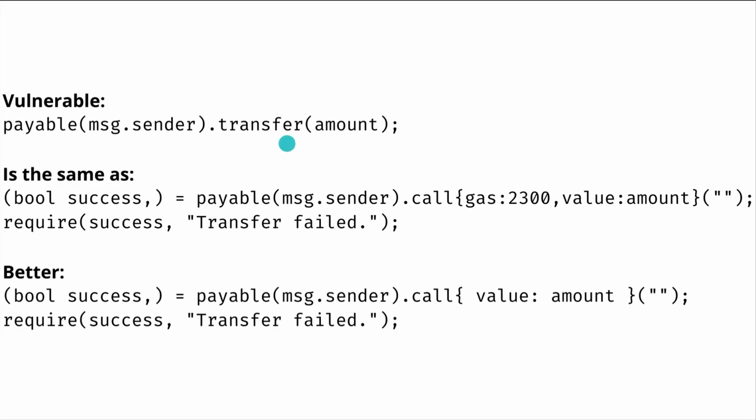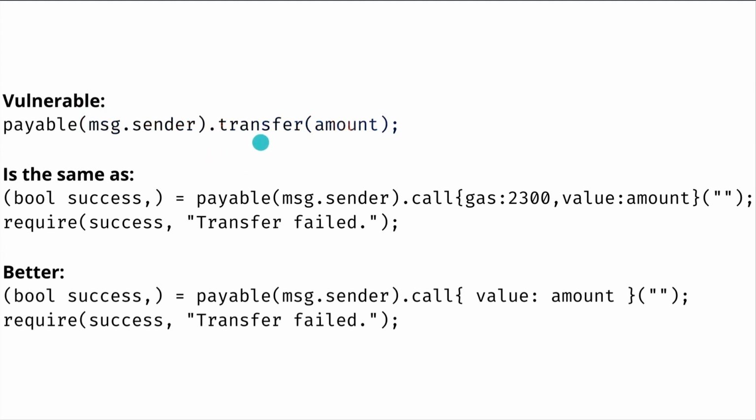So here you can see that the transfer function is the same as using the call function, but you additionally set the gas parameter here to 2300. What that means is this call to the contract itself is now a new internal transaction that can only use 2300 gas. If it needs more, the call itself fails and the Boolean success here would be false. So why is this sending 2300 gas and what's the problem with it?